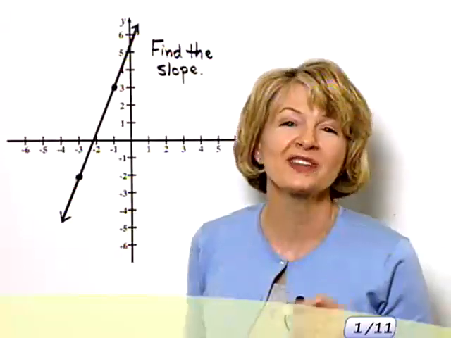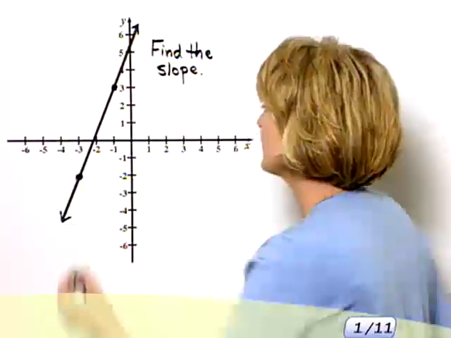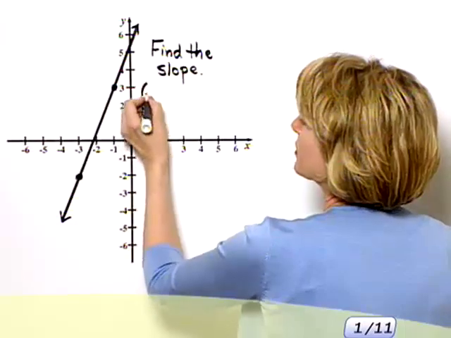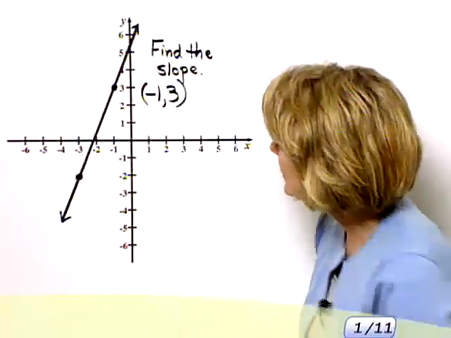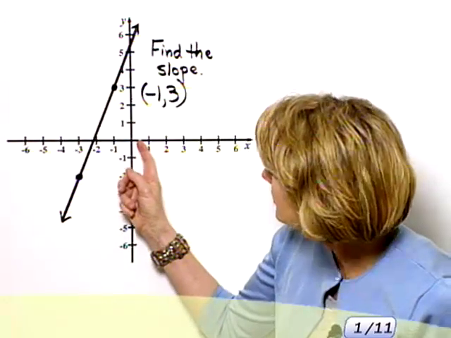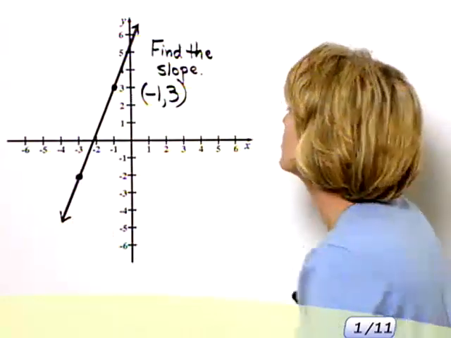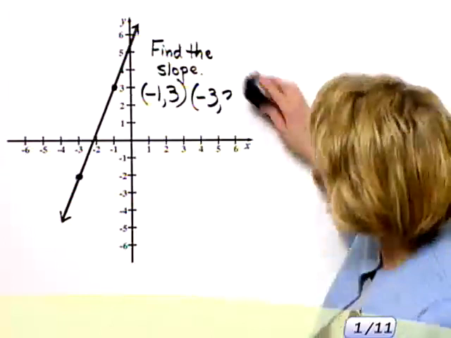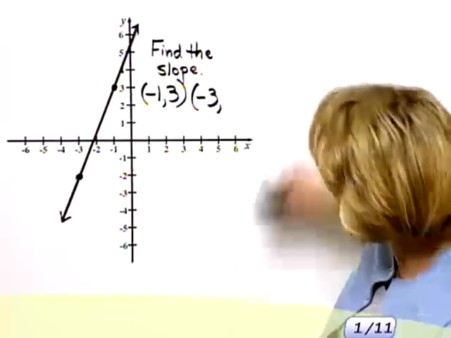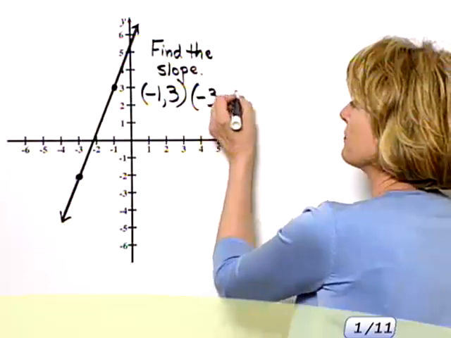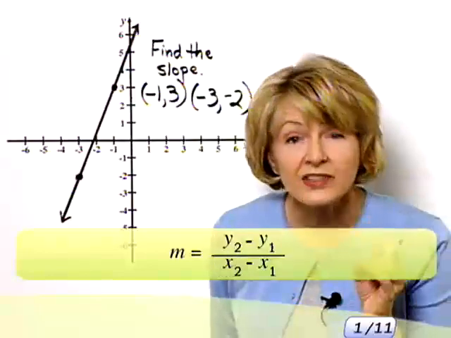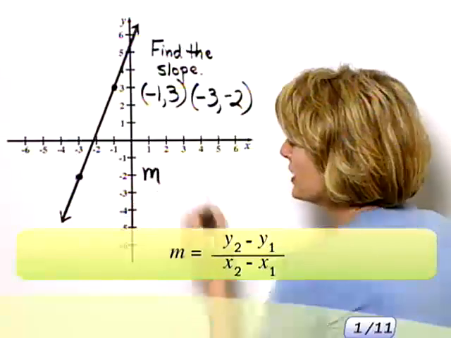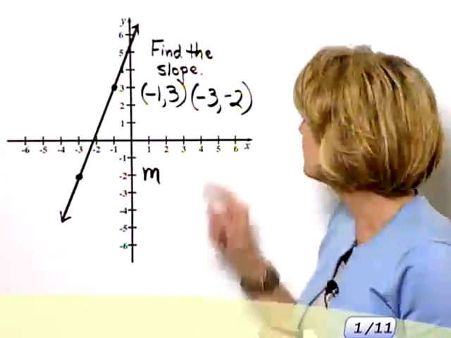To do so, first let's find the coordinates of the points. This point has coordinates -1, 3. And then this point has coordinates -3, -2. And now we'll use the slope formula. And to use the slope formula, remember it's difference of the y values over difference of the x values. And we use the letter m to denote slope. So difference of the y values.